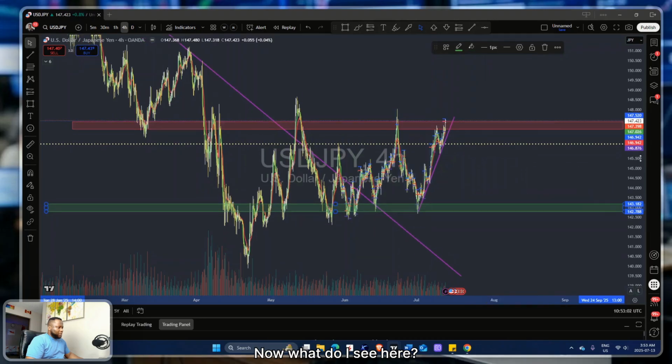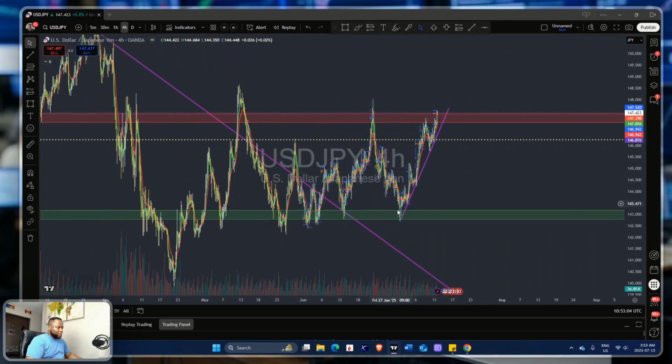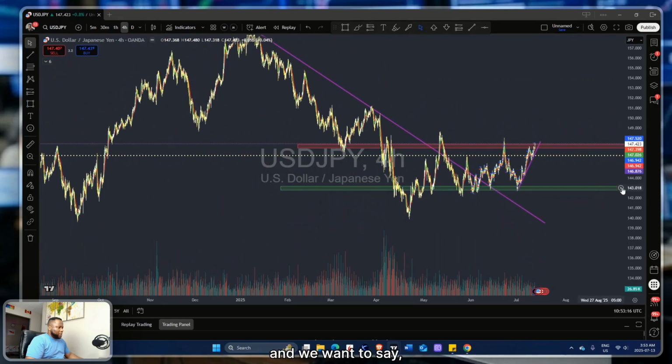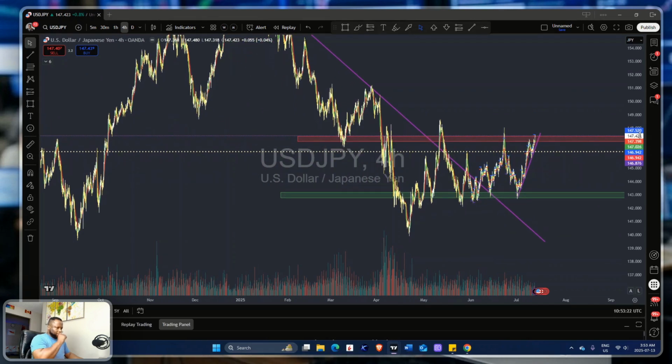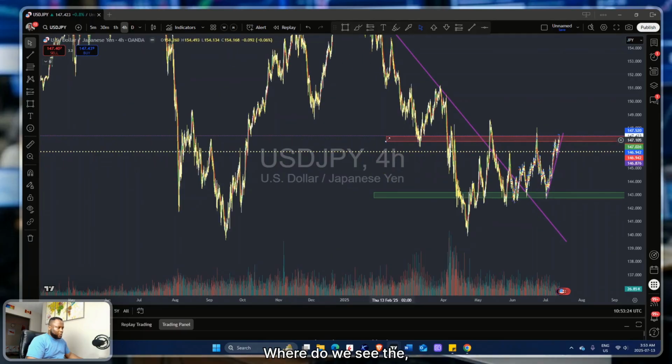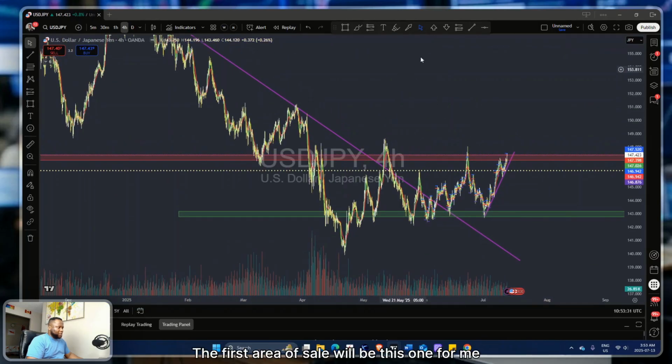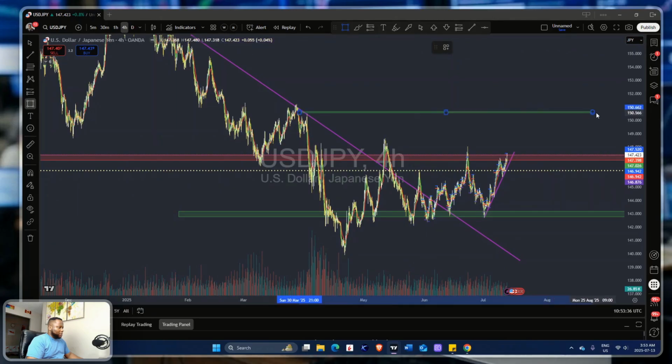Now, what do I see here? Price on the 4-hour has been doing an uptrend. 1 to 3, we broke the downward trend line, and we're going up now. But we're in contact with this resistance zone here. Where's the next area of buying and selling? Where do we see the next spot where we want to buy and sell this pair? The first area of sell will be this one for me, above 150.